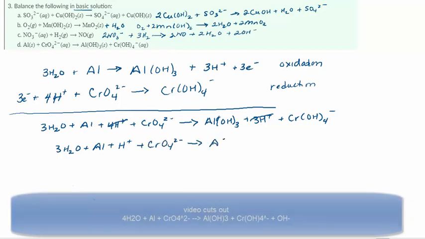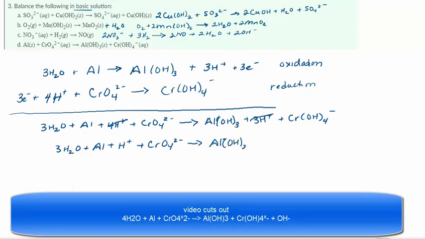but because it specifically says a basic solution, now I need to neutralize those H pluses. So I need to add an OH for every H plus I have. What I do to one side, I have to do to the other. So now I'm going to have 4 H2Os on the reactant side. And then I will have 1 hydroxide ion on the product side.